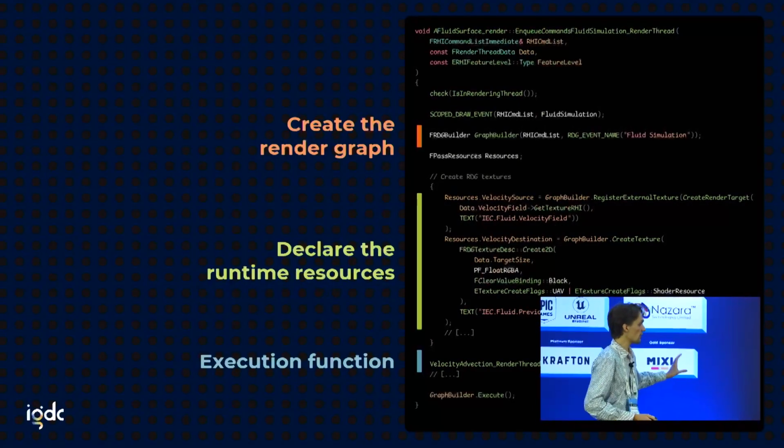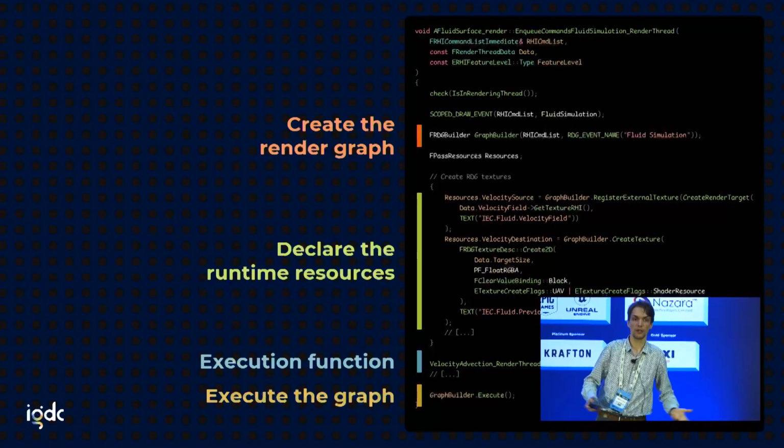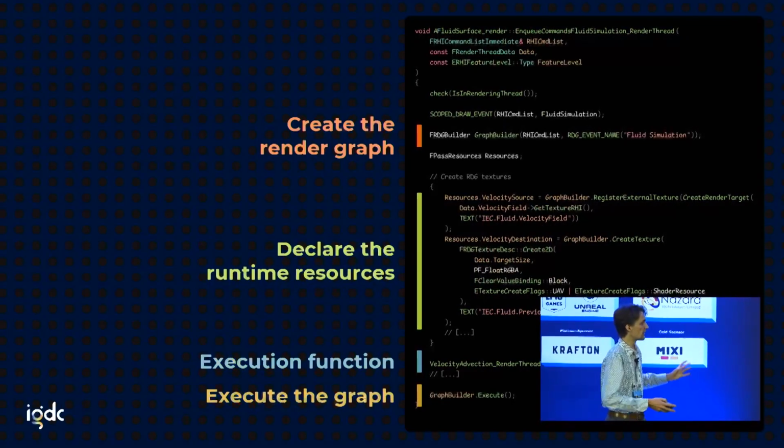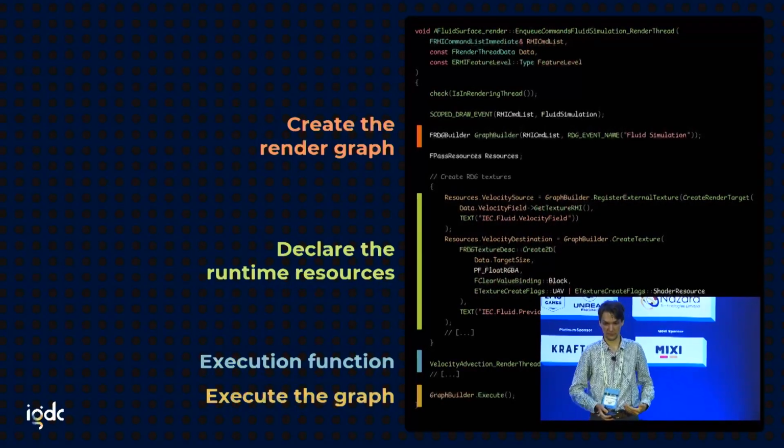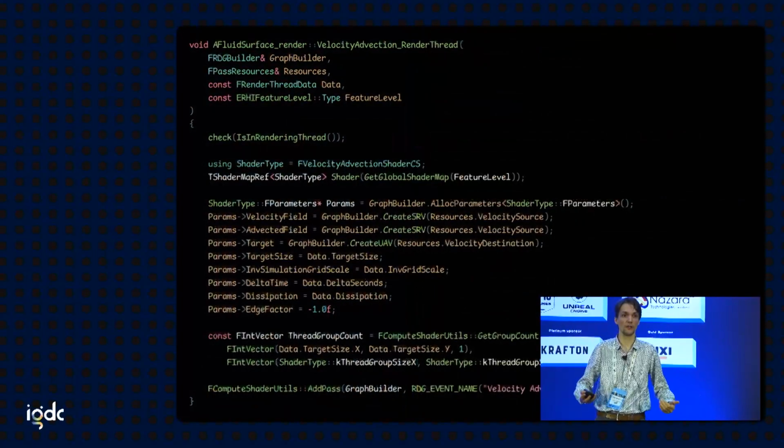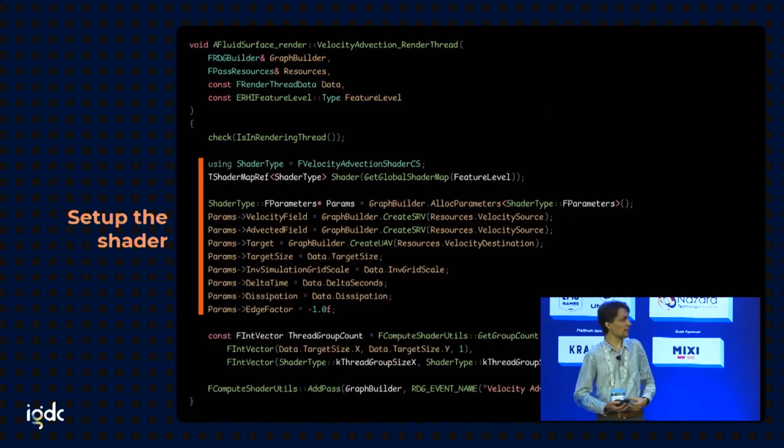We have our execution function, and we come back to this in a second. And finally, we execute the graph. And that is most of it for the graph builder. What we just need to do is schedule some work into it. And that's how we do that now.